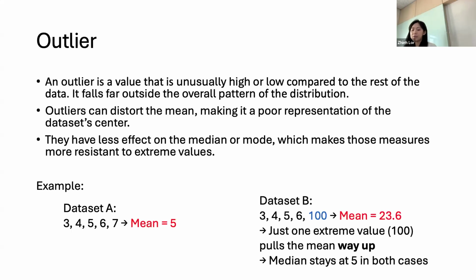Look at example A here. We have the data set 3, 4, 5, 6, 7. Our mean is 5, and our median is 5 as well, okay? At the center, 5. When we look at data set B, we have 3, 4, 5, 6. We don't have the 7 now. We have the 100. What is our mean score right now? 23.6. Just one outlier value can actually change our mean score so much.